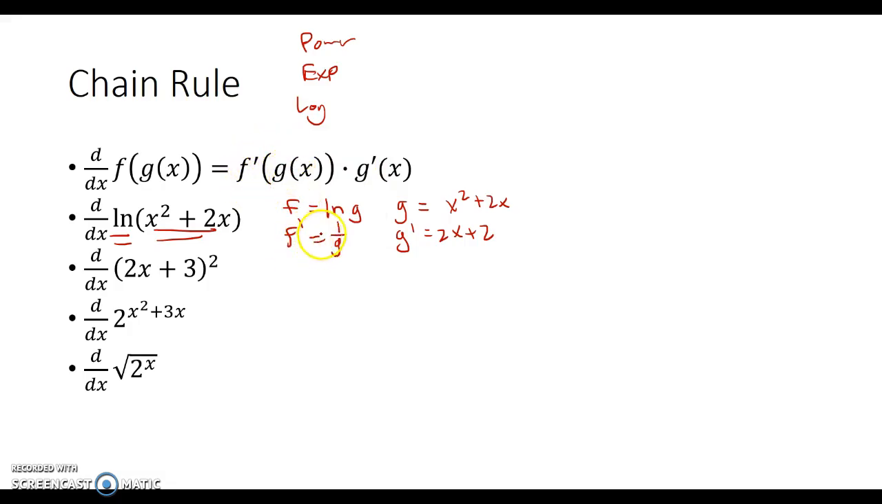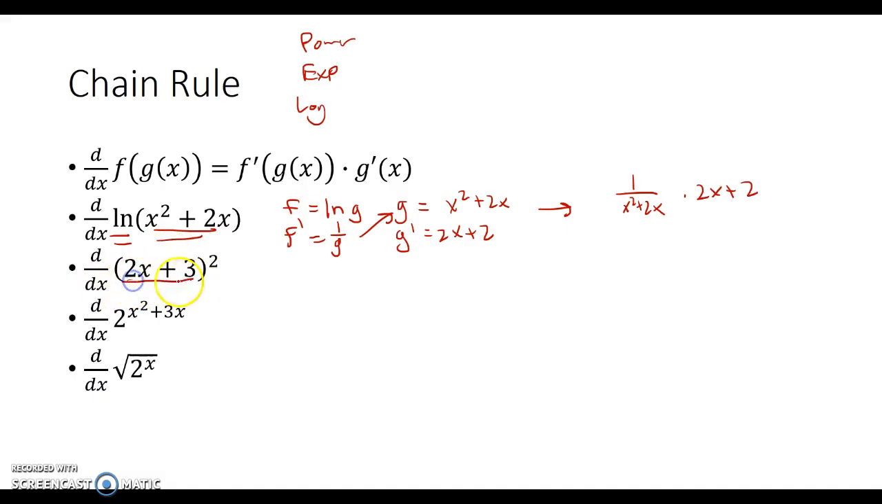Okay, so f prime is 1 over g, and g is x squared plus 2x. So what this is going to look like is f prime of g of x is 1 over x squared plus 2x times the derivative of the inside, which is 2x plus 2.